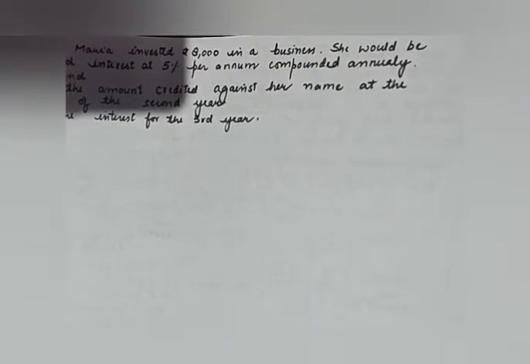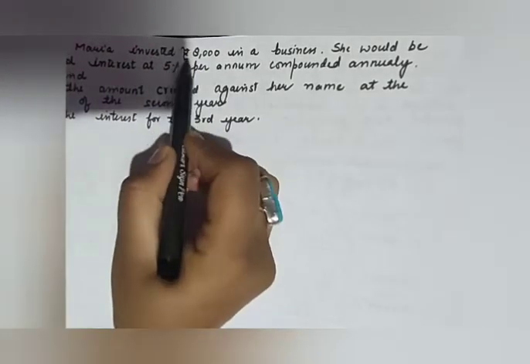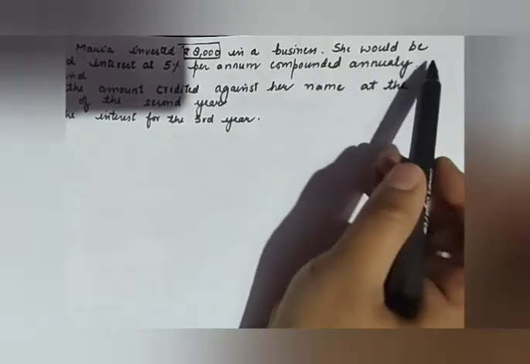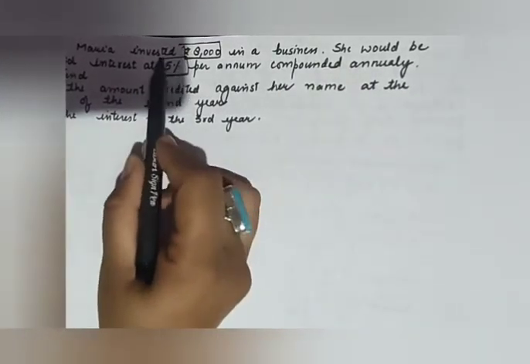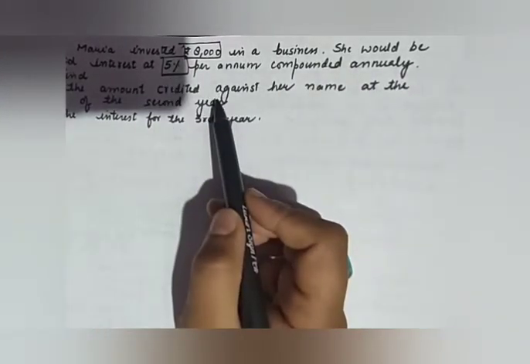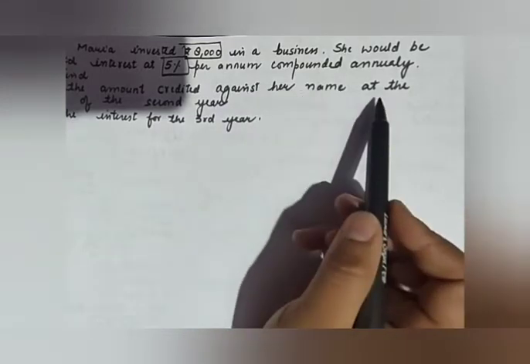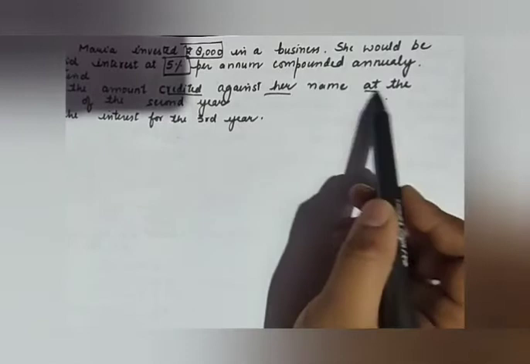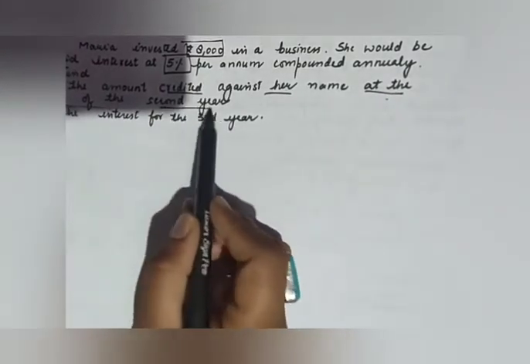Students, let's see the question here. Now we are going to see question number 7. Here, let us have a look. Maria invested rupees 8,000. It means 8,000 is the principal in a business. She would be paid interest. It means rate is also given to you, that is 5% per annum, compounded annually. Find the amount credited against her name at the end of the second year.